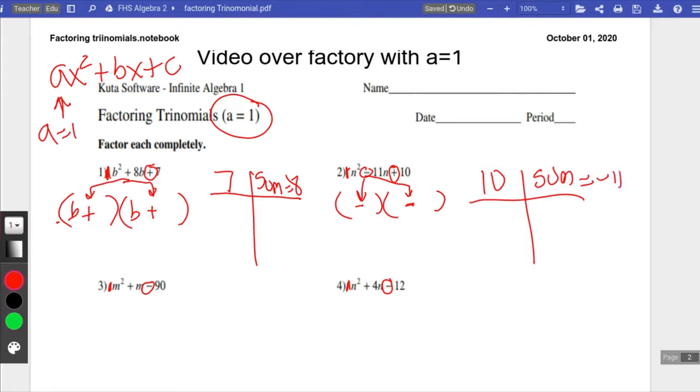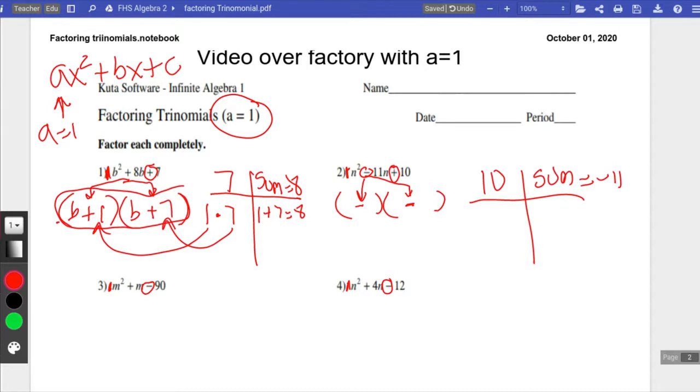All right, let's go back to number 1 and list them out. 1 times 7 will give me 7. But what if I do 1 plus 7? Will that give me 8? Sure it does. So you see this 1, put it right here. You see this 7, put it right here. You're done. All done with that.